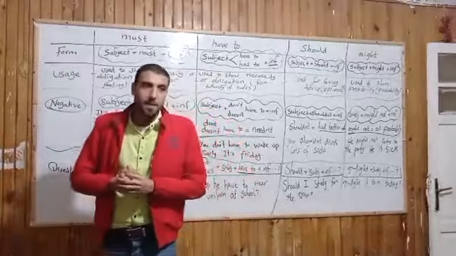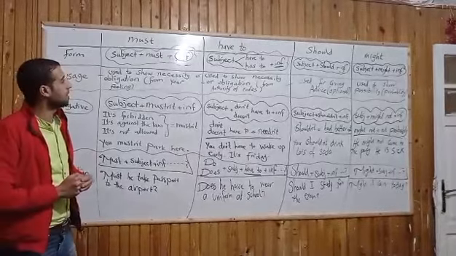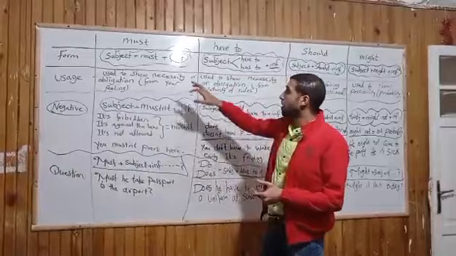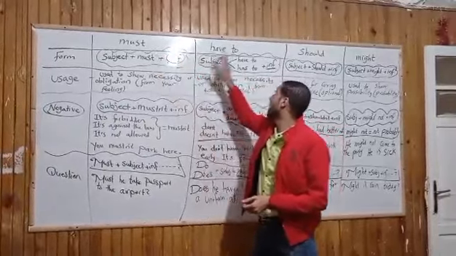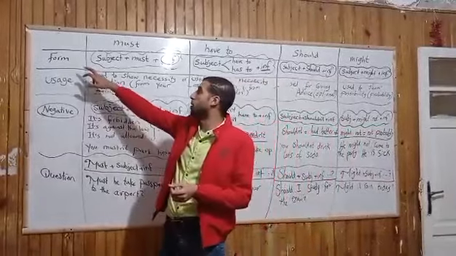Good evening, everybody. In today's lesson, we are going to start together another grammar point which is entitled as the modal verbs. Today, we are going to differentiate between must, have to, should, and might. First of all, let's start with the form.